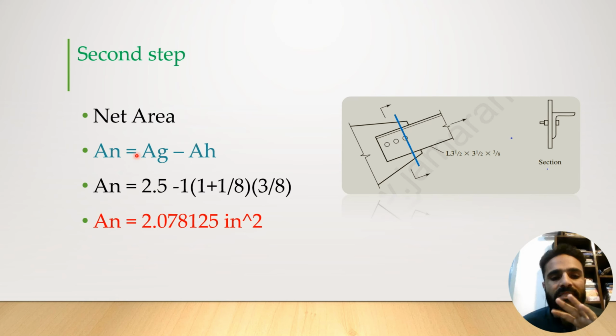So in summary, in a simple way, the net area is the gross area minus the area of holes. The gross area we had calculated from the table, and the area of holes is the number of holes into the diameter into the thickness. Here in the diameter we will add the 1/8. This is the tolerance, and the 3/8 is the thickness of the holes. After calculation you will get this net area, which is 2.078 inch squared. This will be the net area. The first and second steps are the same for all types of questions in case of bolted connection.